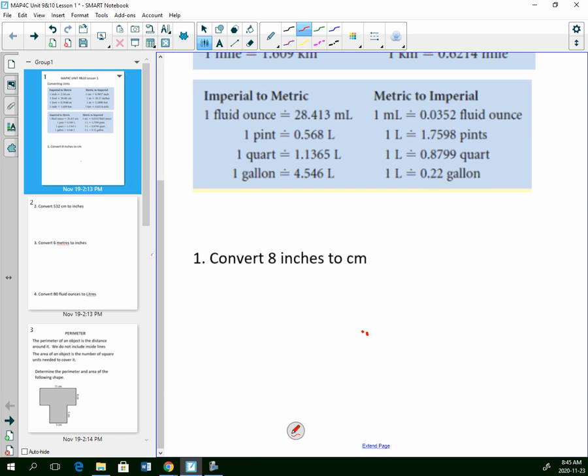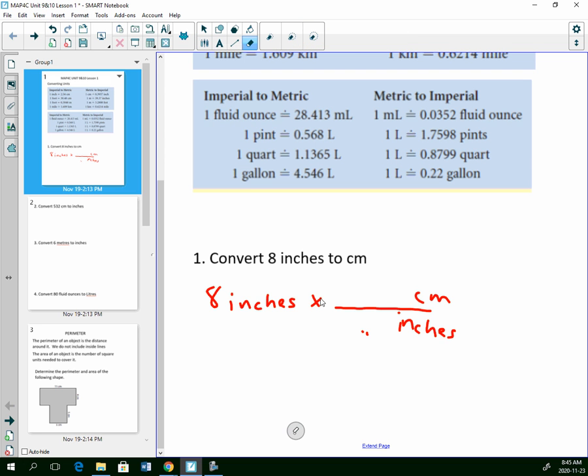Okay, so we'll start with 8 inches. And first I'm just going to put the unit. So I want to get rid of inches, so I'll put that on the bottom. And then I want to change to centimeters, so I put centimeters on the top. Okay, so that's what I want to convert to.